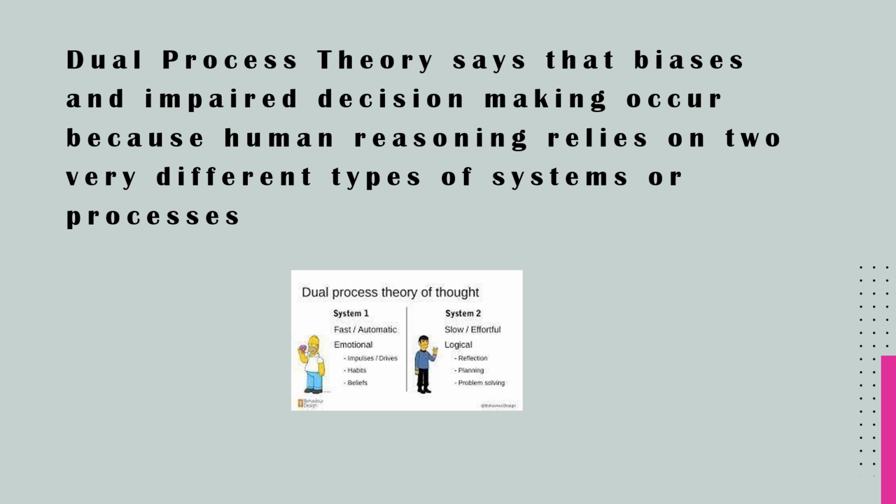So dual process theory tells us that biases of the kind we've talked about, and impaired decision making in general, occur because human reasoning relies on two very different types of systems or processes. Okay, we've got a System 1 and a System 2. Ordinarily we'll rely on the automatic and fast process, but we also have a more slow, logical, and effortful process, and that's System 2. One process is serial and rule governed, System 2. The other is parallel and connectionist or associationist.